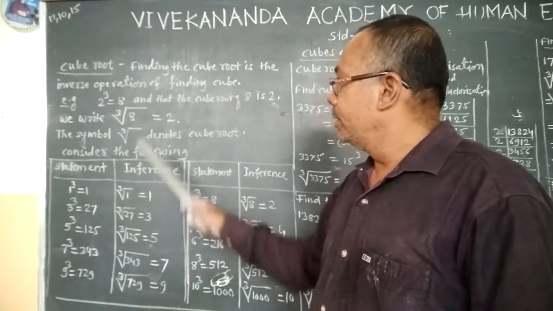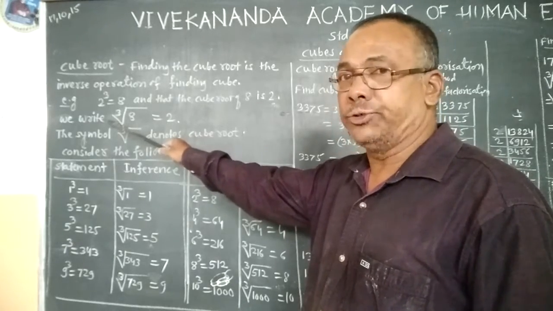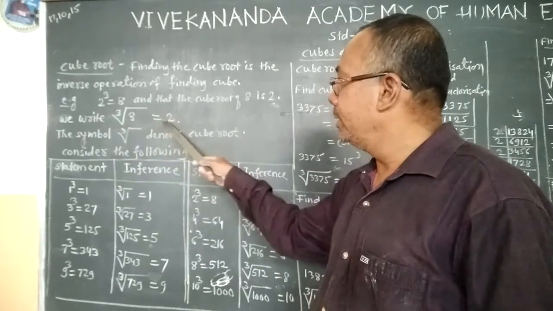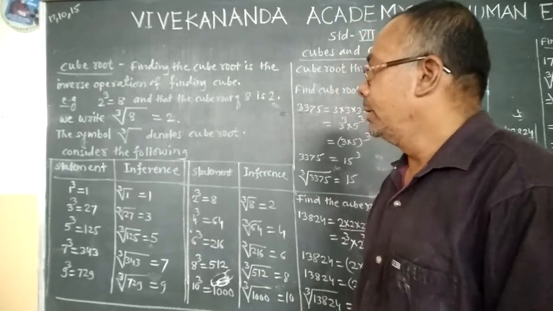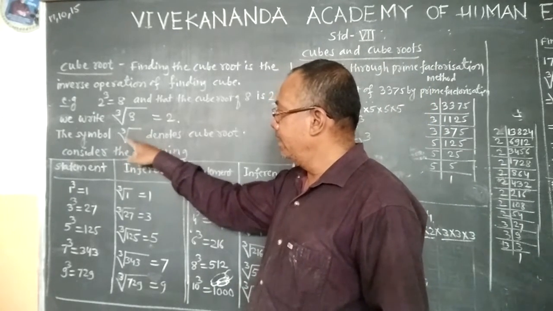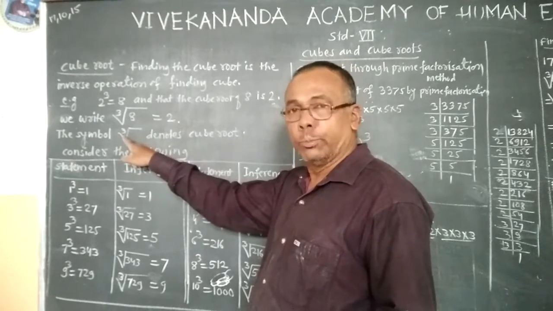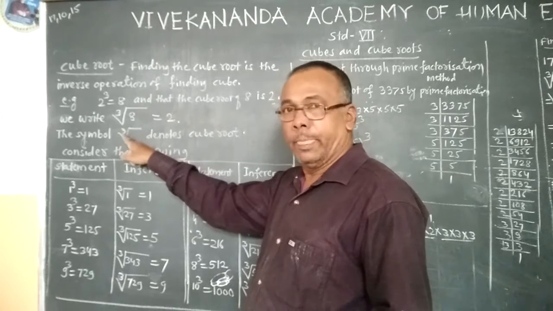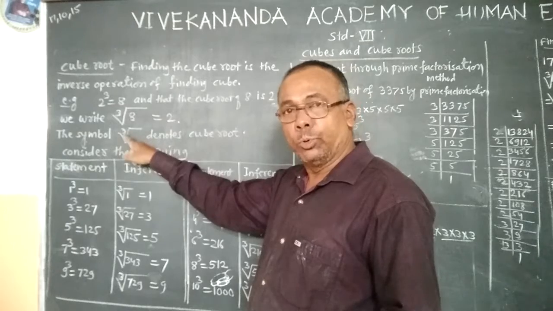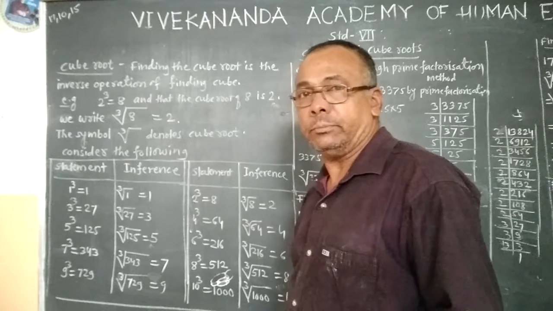And we write cube root of 8 in symbolic form as shown on the blackboard here. So cube root of 8 is equal to 2, and the symbol here, the radical sign, is shown, and 3 is written here. Here 3 means cube root. If there is no number, then it is square root. If there is 4, then it is 4th root. So this symbol denotes the cube root.